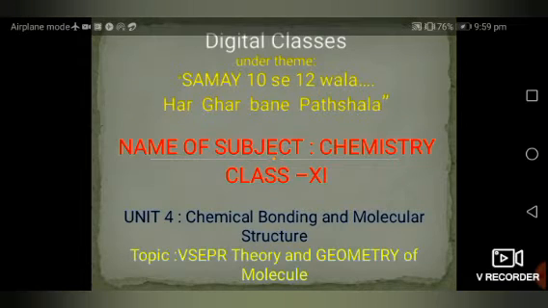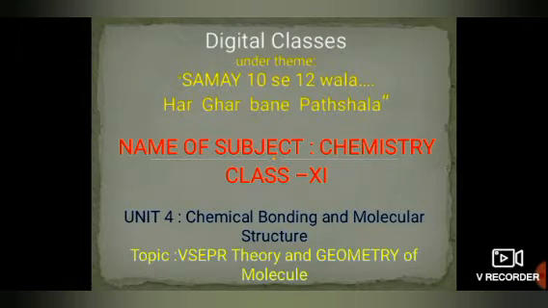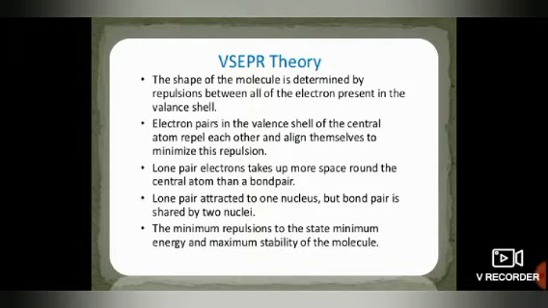This is your chemistry period, and we are doing Unit 4, Chemical Bonding and Molecular Structure. Today we are going to start our topic, VSEPR theory and geometry of molecules. We already started this Valence Shell Electron Pair Repulsion theory yesterday. The main application of this theory is the prediction of geometry, meaning with the help of a formula, how we can predict the geometry of the molecule. Okay, so let's start Valence Shell Electron Pair Repulsion theory.